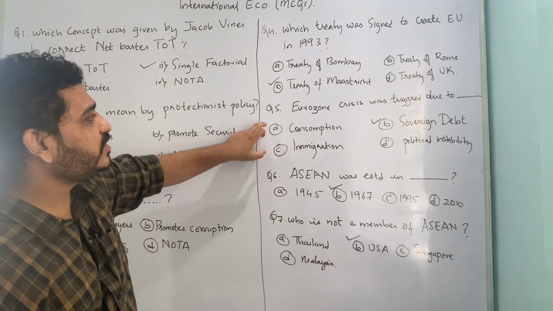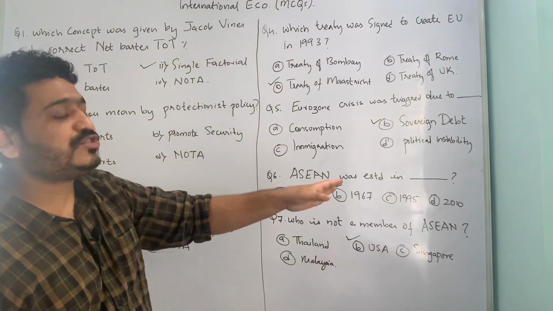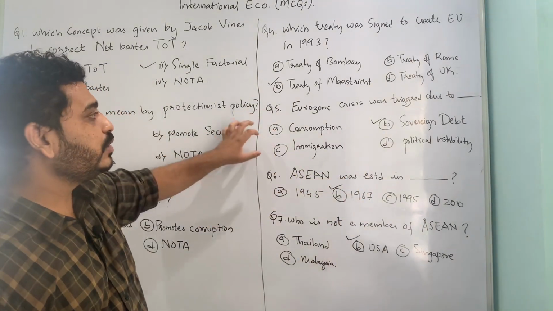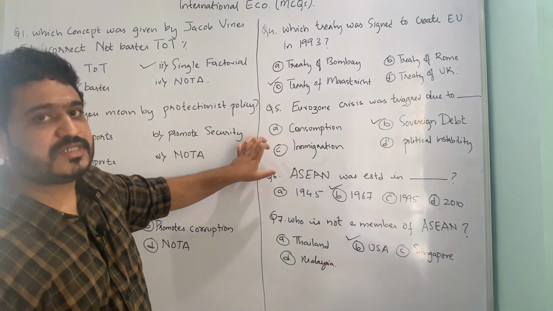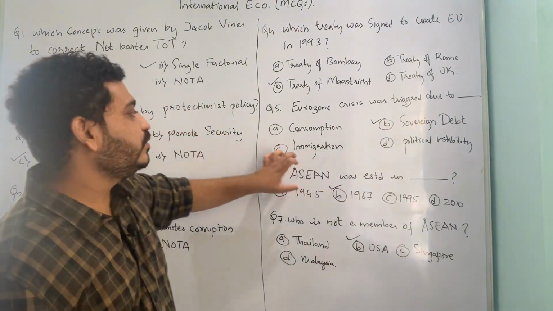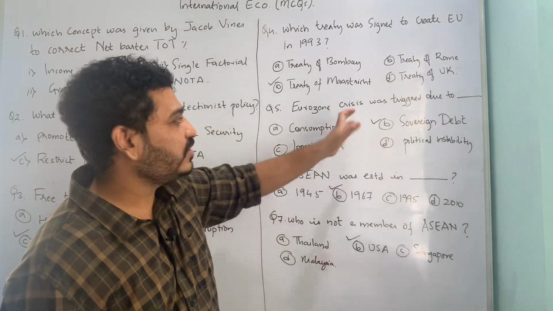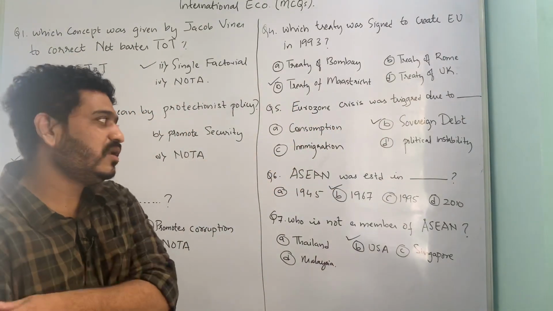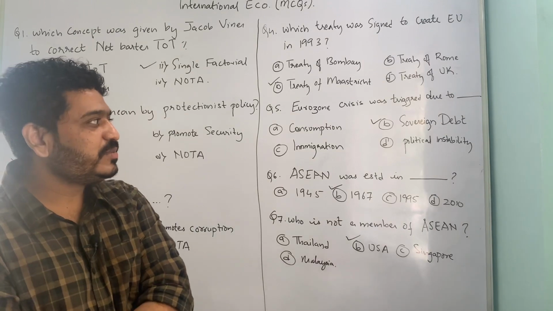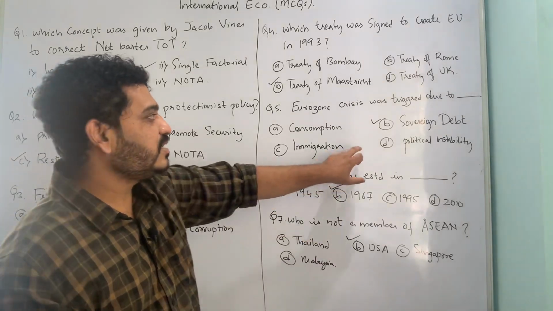The next question is, the Eurozone crisis was triggered due to what? It was triggered due to consumption, sovereign debt, immigration, or political instability. If you have seen what the Eurozone crisis particularly boils down to, it was because of sovereign debt. So the answer is sovereign debt.